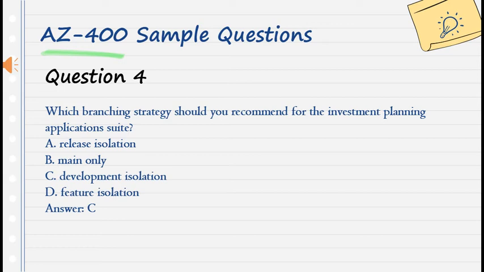Question 4. Which branching strategy should you recommend for the investment planning application suite? A. Release isolation. B. Main only. C. Development isolation. D. Feature isolation. Answer: C.